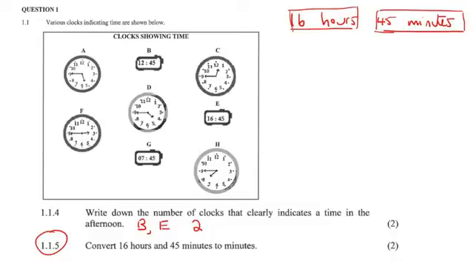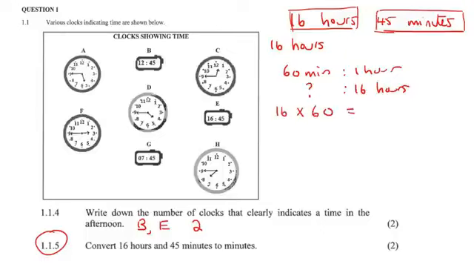So 16 hours, we need to change that into minutes. So remember, there are 60 minutes in 1 hour. So if you have 16 hours, then how many minutes would that be? Well, you can just say 16 multiplied by 60, and that would give us 960 minutes.